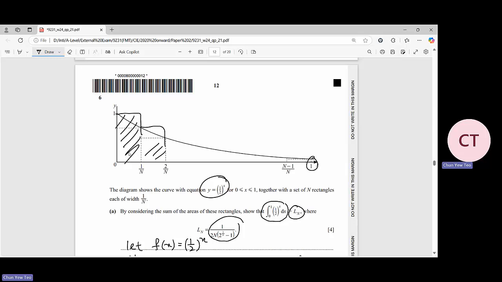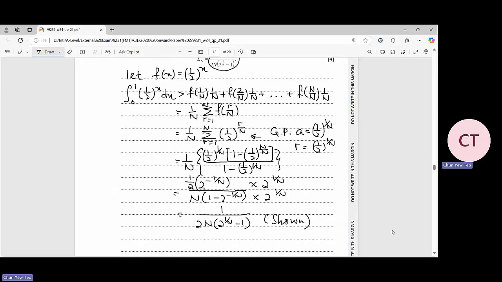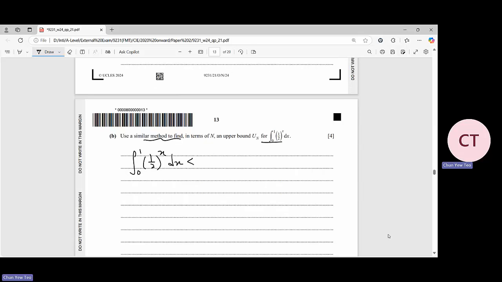So you start from f(0) times 1 over n. So this one will be f(0) multiplied by 1 over n plus f(1 over n) multiplied by 1 over n plus, until f((n minus 1) over n) multiplied by 1 over n. And we can do a bit fast right now. It will be the sum of f(r over n), where r starts from 0 until n minus 1.